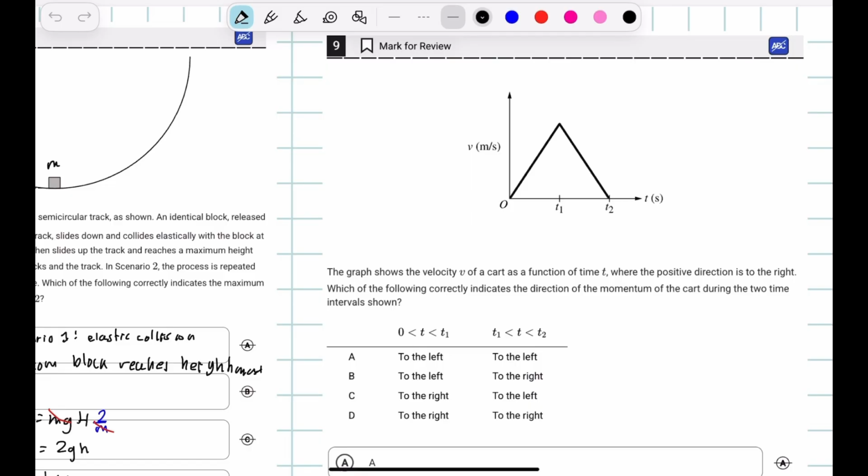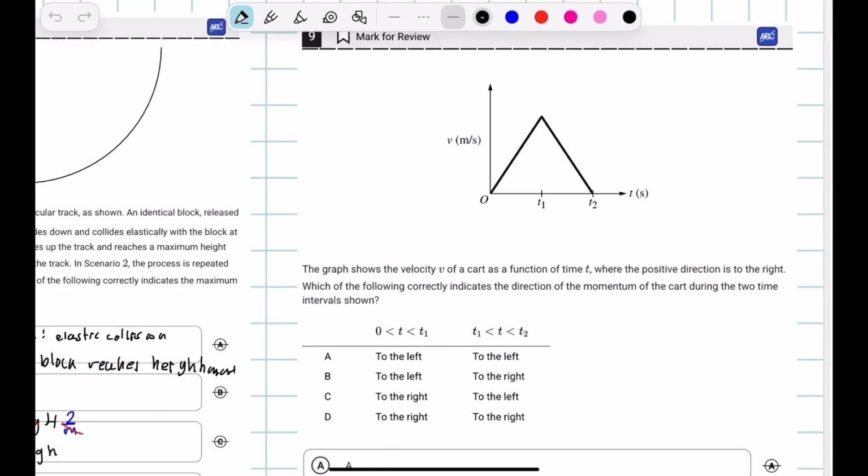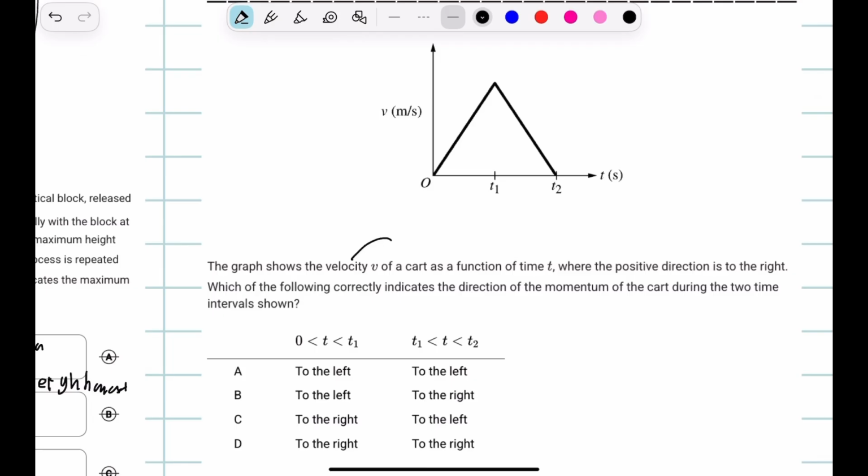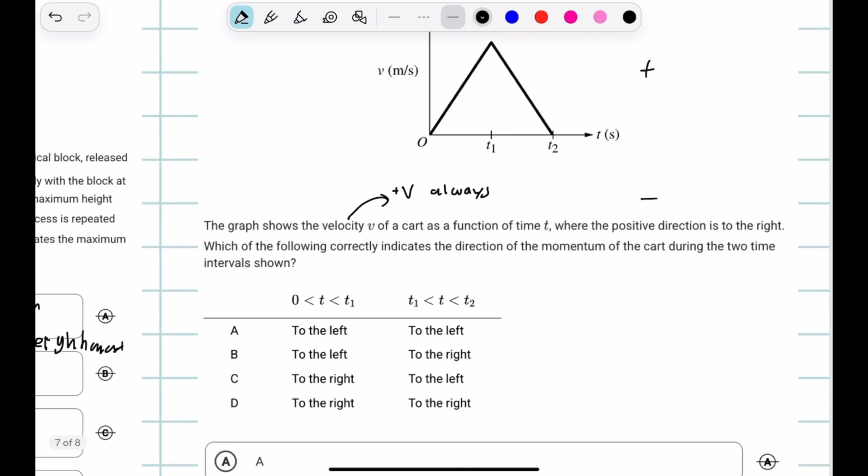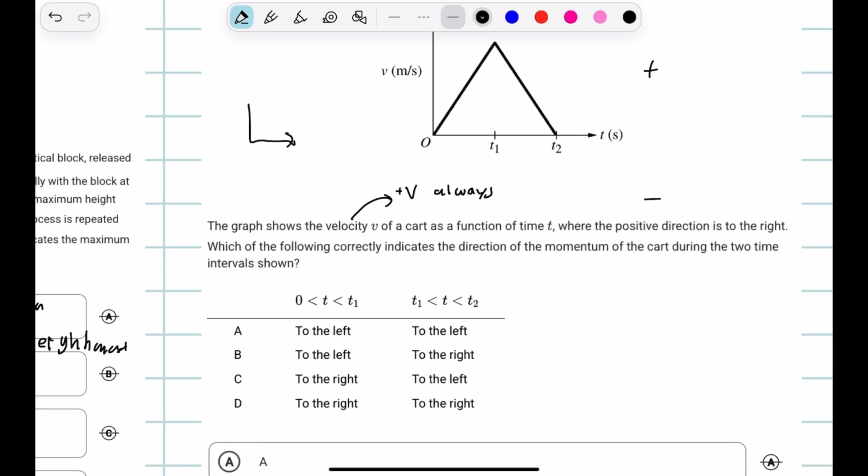The graph shows the velocity v of a car as a function of time t, where the positive direction is to the right. Which of the following correctly indicates the direction of the momentum of the car during the two time intervals shown? So what we know is the velocity is always positive, because it's always up here. If it was negative, it would be down there. And the positive direction is to the right.